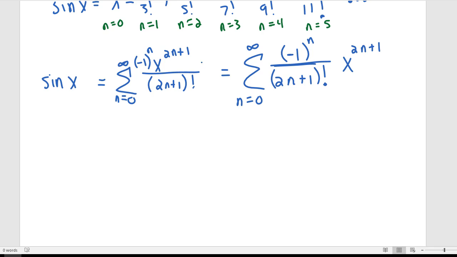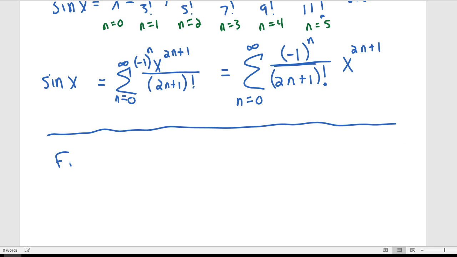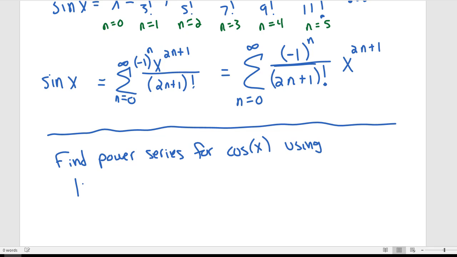So we're considering this power series here as a known series. We could look at it in this manner. I'm considering this power series to be the known series for sine of x. So what if I wanted to find the power series for cosine of x? Let's say, as an example here, we want to find the power series for cosine of x using the known series that we just built.